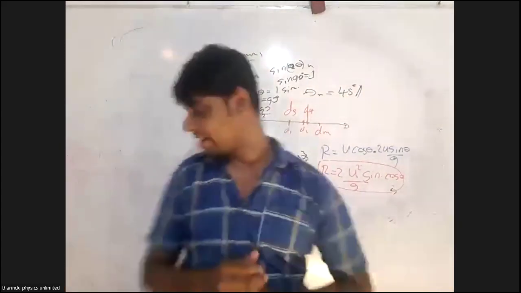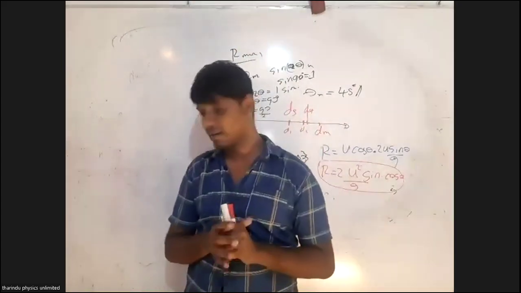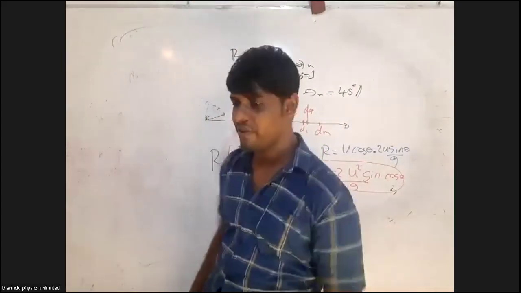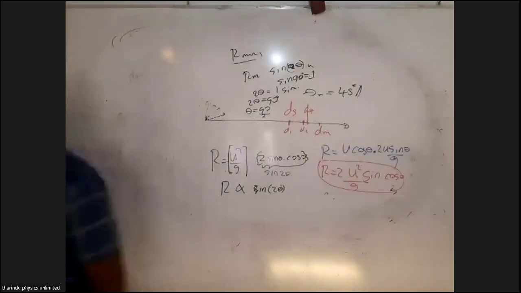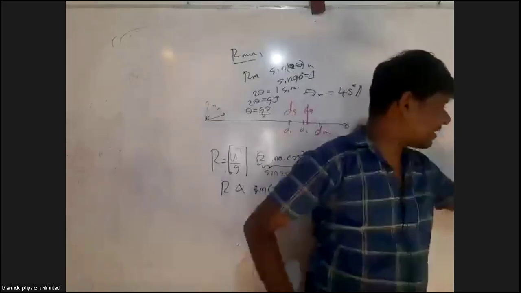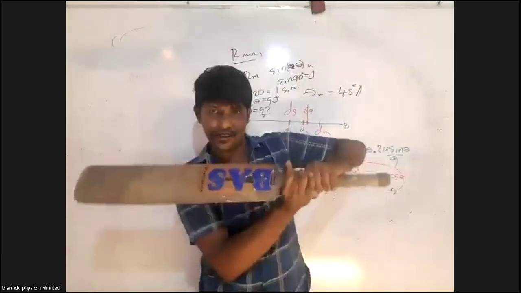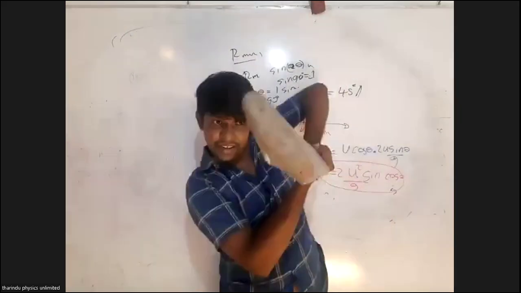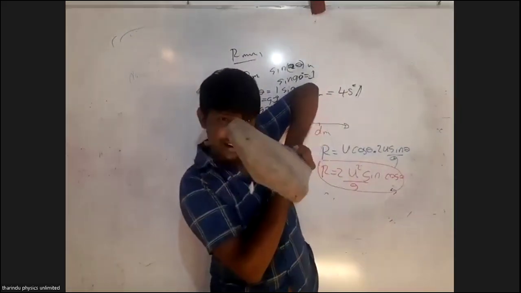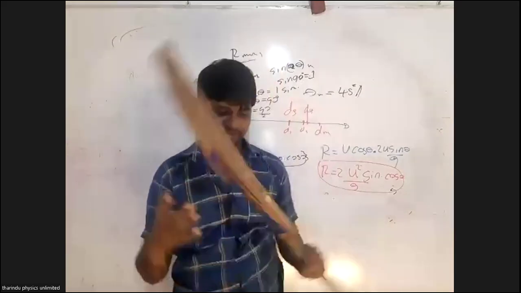So that is why cricketers were asked to hit the shots with the maximum angle of what is it? 45 degrees. If you take the bat and hit at 45 degrees, right? It will reach the maximum distance. You have to maintain the angle of 45 degrees.